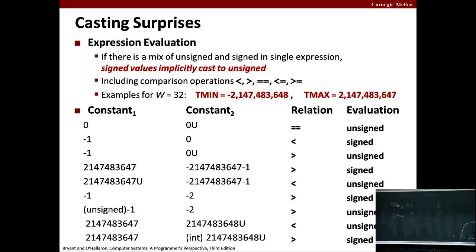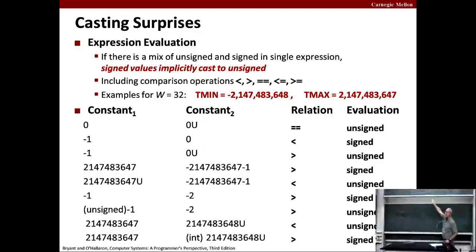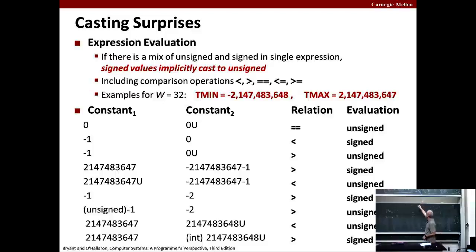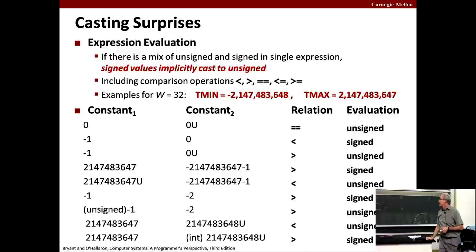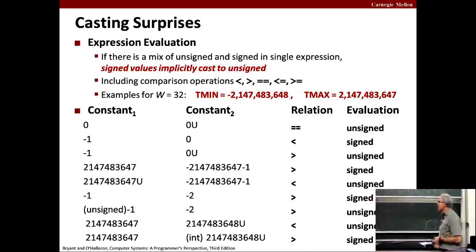you'll see that this is a bigger number than this one. And so it goes that minus 1 is greater than minus 2 if they're unsigned, because minus 1 converts into U max, the biggest number possible, and minus 2 would be 1, 1, 1, 1, 0. So that can get fairly confusing.